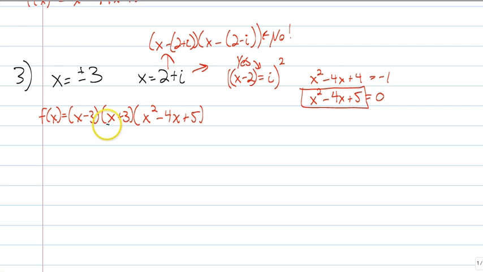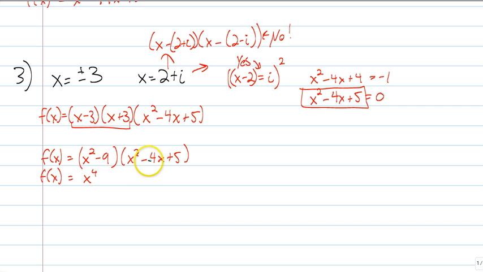Alright, here we go. So now we just have to multiply this out. I would recommend doing these two first. This is just the difference of two squares. So when you multiply that out, you should get x squared minus 9. Those are conjugates. And then we have x squared minus 4x plus 5 is our other piece of the puzzle. And now I'm going to multiply that out. I have x to the 4th minus 4x cubed plus 5x squared minus 9x squared plus 36x minus 45.